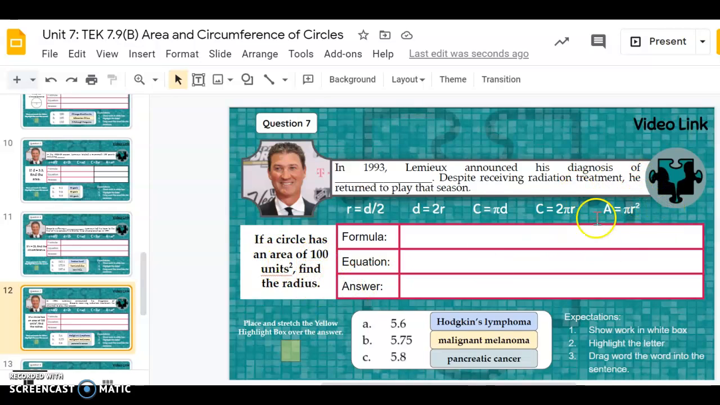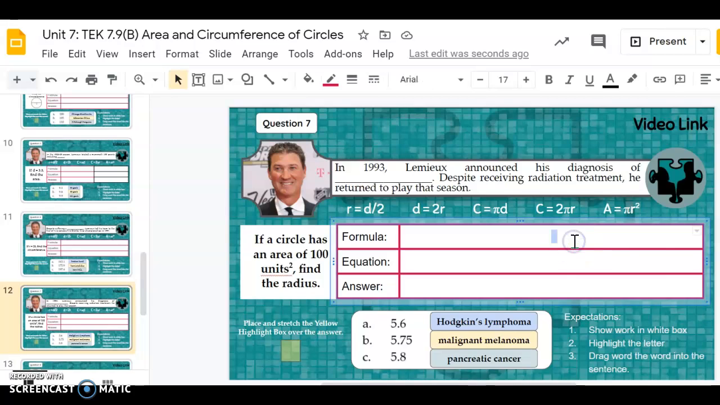At this point, I'm going to use my area formula. I'm going to go ahead and type that in. Type in what you know. It helps. If you can type in what you know, you start to see how you're figuring out what you don't know. So first I'm going to type that in.